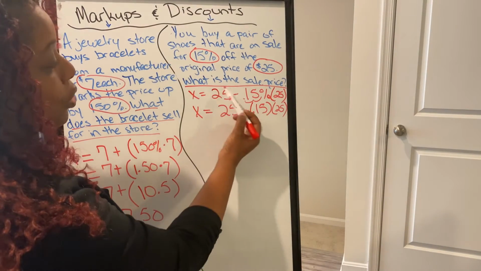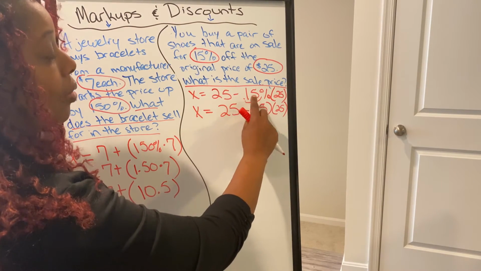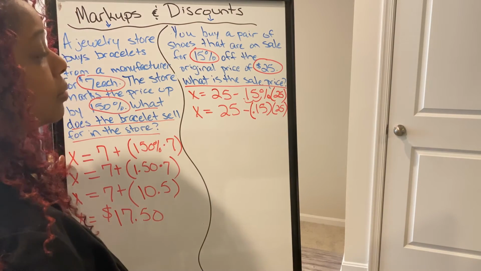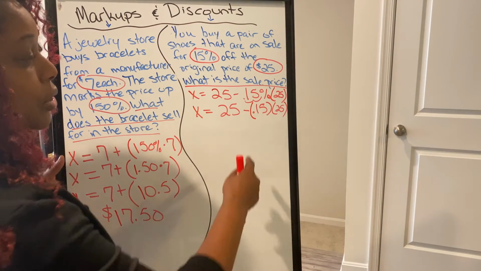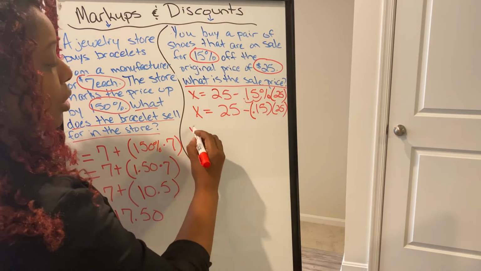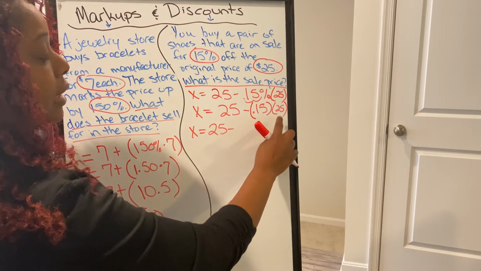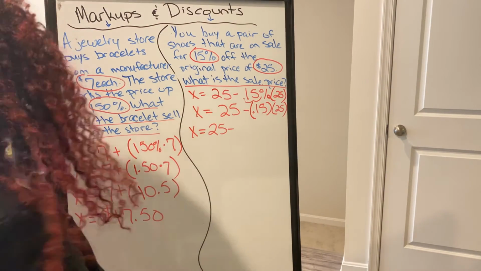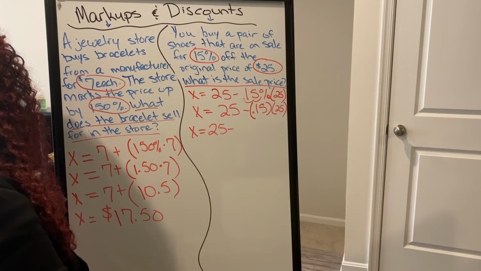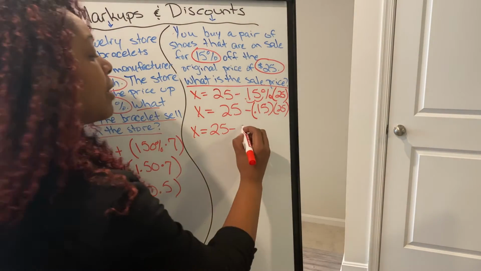So I have my original price times whatever the discount is going to be, because the discount has to be this percentage times the original price. We're always doing times the original price for the discount. So I'm going to go back and plug everything in. So 15 hundredths times 25 is $3.75.